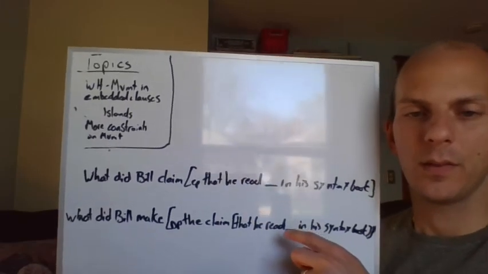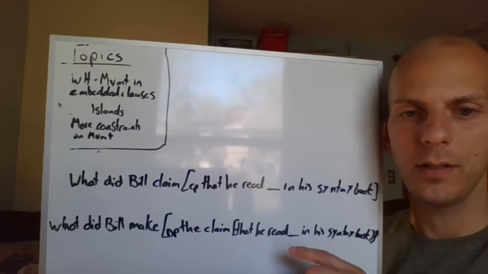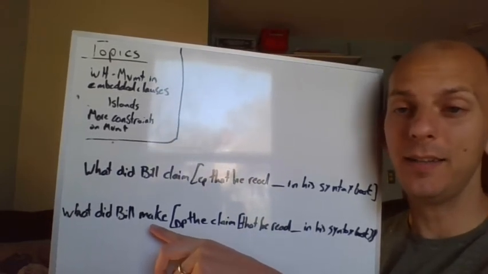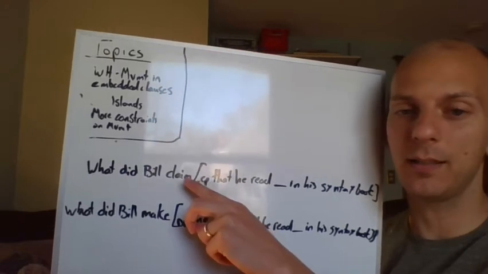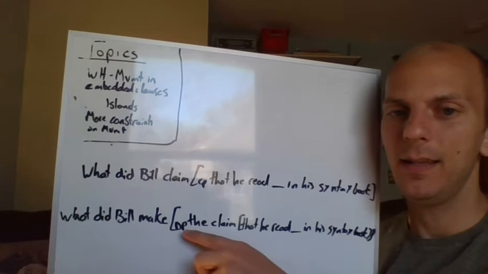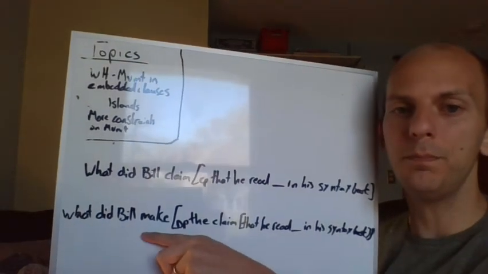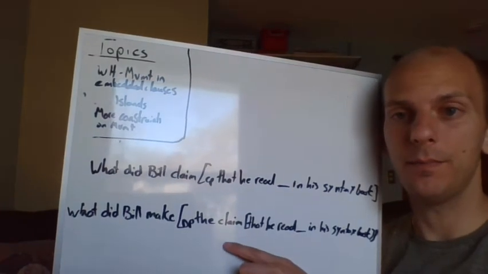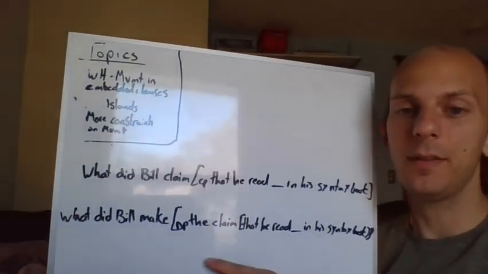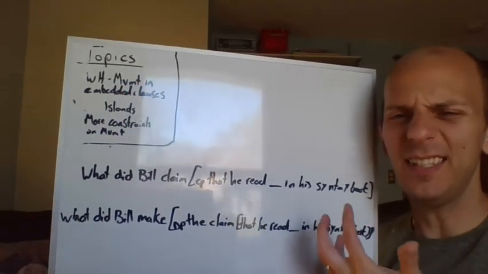But in this lower sentence here, what are we moving out of? Make, what kind of complement is make taking? It's not taking a CP complement like claim is, or think, or wonder is. Make is taking a DP complement. Bill made what? The claim. Bill made the claim. What type of claim? The claim that he read in his syntax book. This is where we get weird.